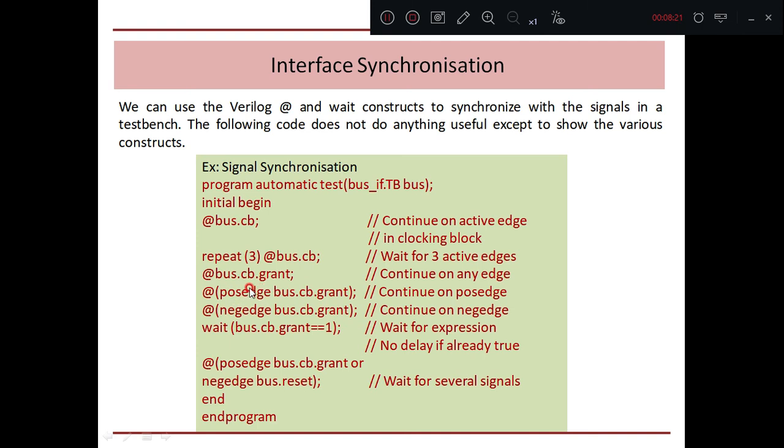Here, particularly posedge is mentioned. @(posedge bus.cb.grant), continue on the posedge. Here @(negedge bus.cb.grant), continue on the negedge. There is a wait statement over here. Wait (bus.cb.grant == 1). Wait for expression. No delay if already true. @(posedge bus.cb.grant or negedge bus.reset). Here wait for several signals, and end of the program. This is just to understand how the signals are used on the different edges for synchronization.